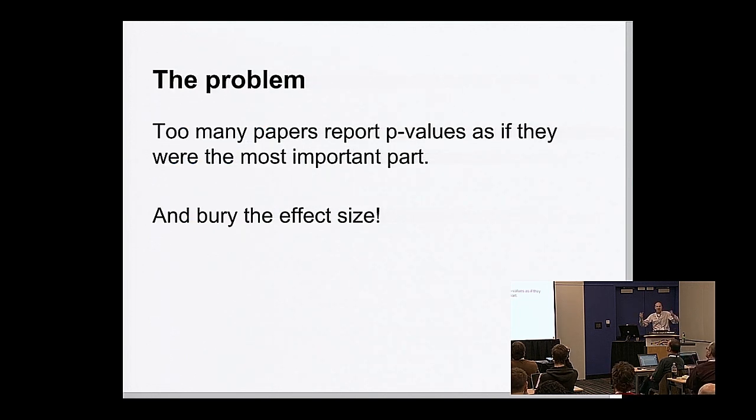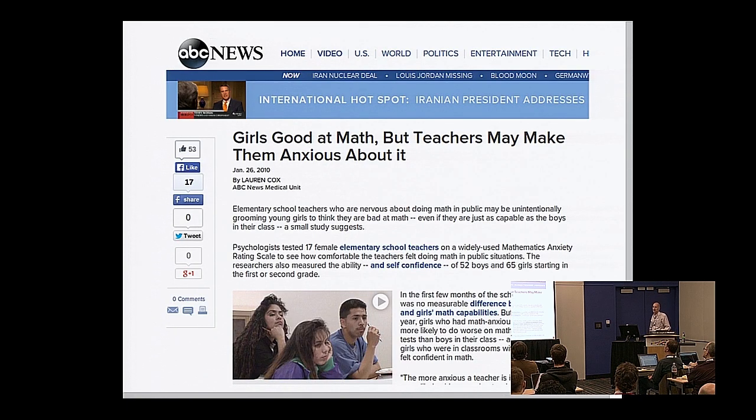The reaction that I'm having, and that this journal has about banning p-values, is based on this problem. Many papers in the sciences will report a p-value as if it's the most important thing, and they often don't report the effect size at all or make it really hard to find. I want to give an example from a couple of years ago that kind of drove me crazy.